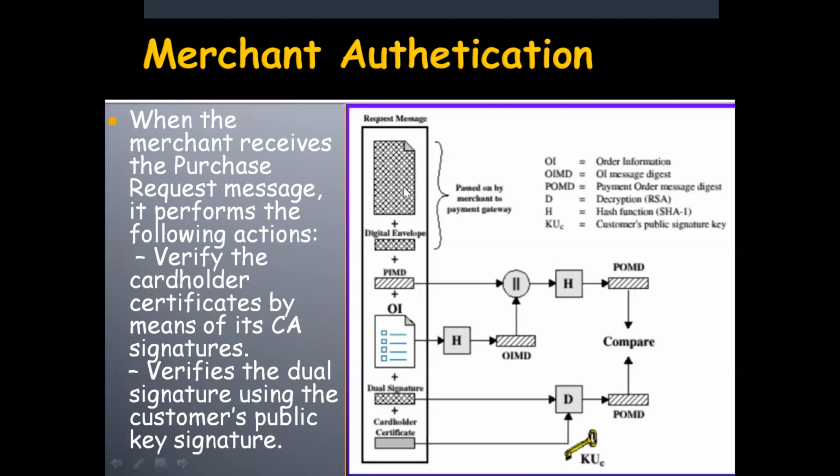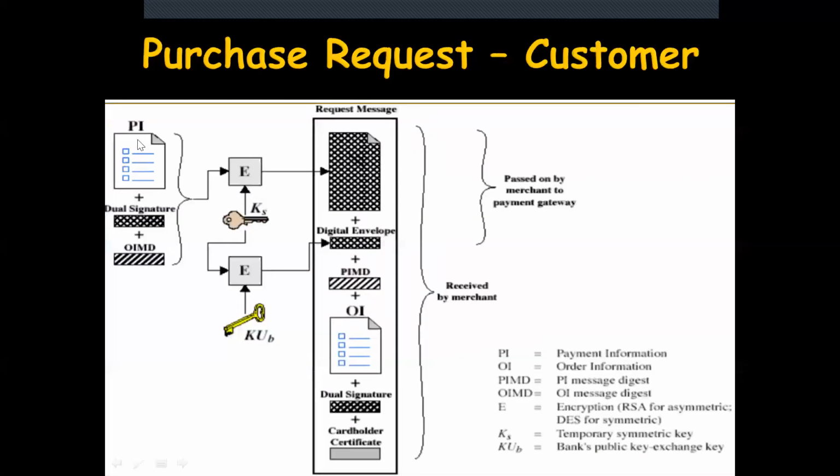Now, the second thing is that the bank is going to get this information. You can check over here: what the bank gets is the payment information, dual signature, and order information message digest, which is encrypted with a private key, and this private key is encrypted with the public key of the bank. The private key encrypted with the public key resides in the digital envelope, and this message is encrypted too, which the bank gets. So the merchant sends all this information to the bank.